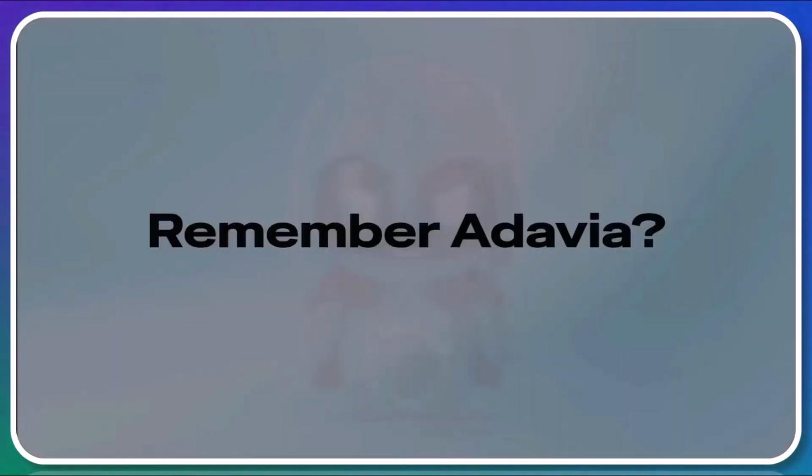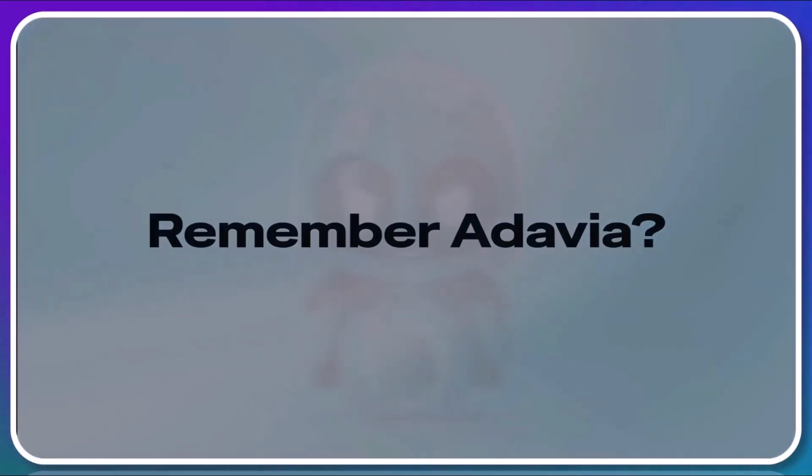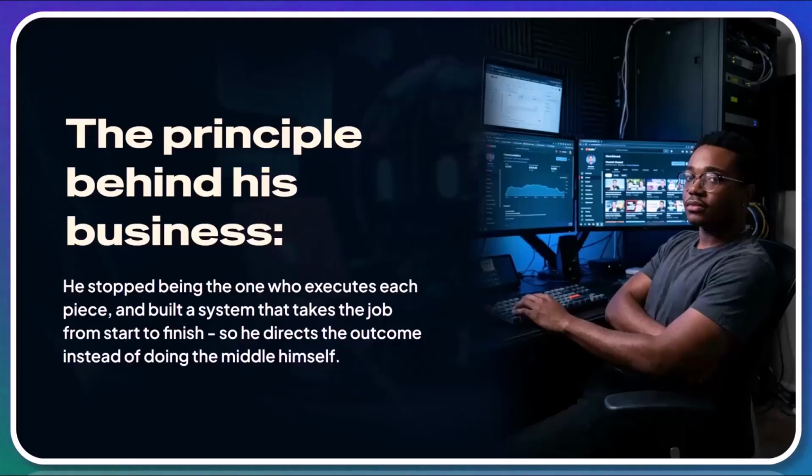Remember Adavia? I talked about Adavia with you earlier, right? I showed you his example. I was basically talking about what he was doing. So with Adavia, the principle behind his business was this. He had stopped being the one who executes every piece, right? Because initially when he was testing, when he was experimenting, he was doing that, but he had stopped doing that. And he built a system that takes the job from start to finish. Now, in his case, he'd actually had to thread a lot of different systems together with duct tape, right?